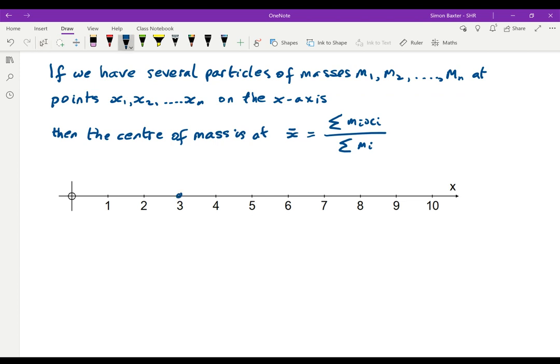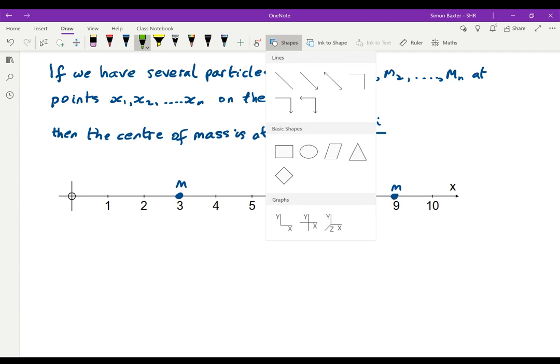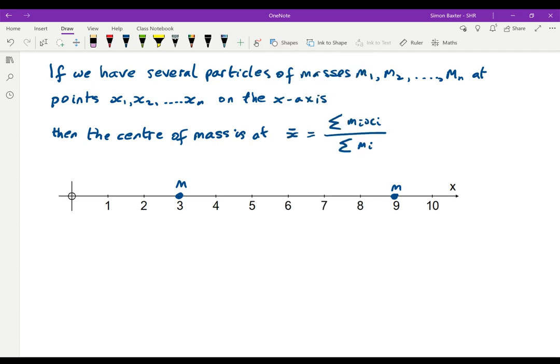Firstly, let's suppose that we have equal masses at x equals 3 and x equals 9. Two masses both equal to m. If we join these two with a light rod, then we would have something like that. And if we looked for the balance point of this system, we would expect the balance point to be right in the middle at x equals 6.